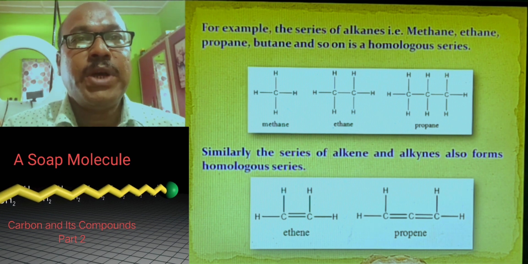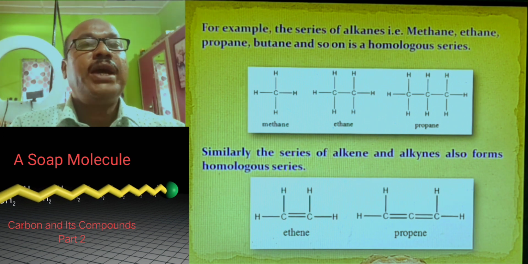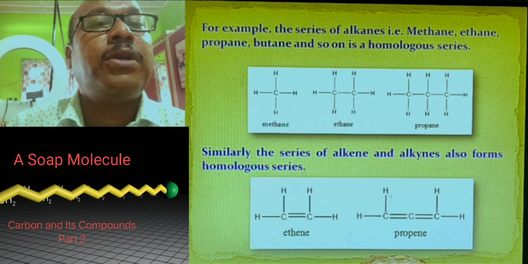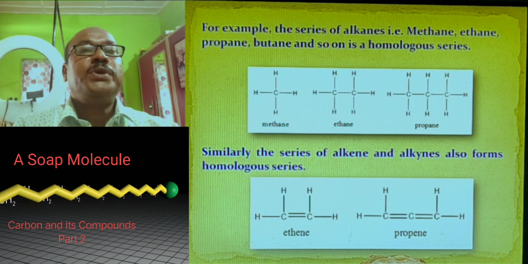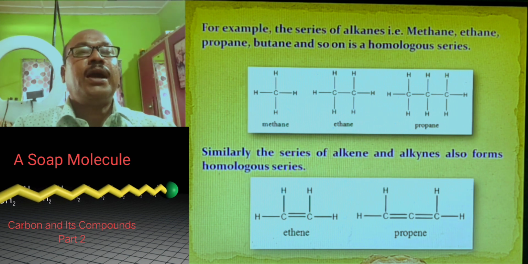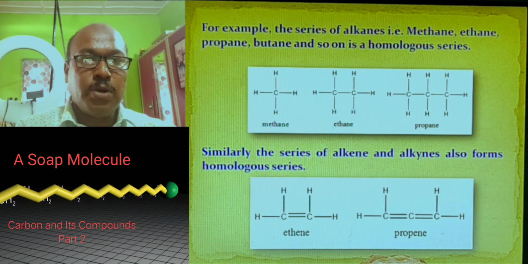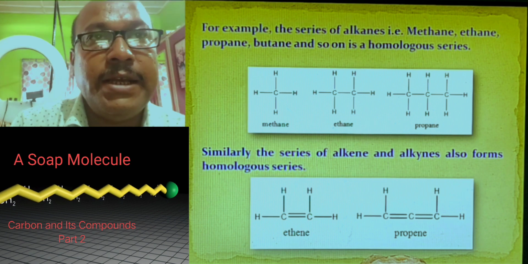Similarly, below you can see a series of alkenes, and alkynes can also form homologous series. We have two compounds here towards the end, in the second part of the slide: ethene and propene. Both ethene and propene belong to alkenes because they fall under the general formula CnH2n. Between carbon and carbon we can see a double bond, and due to the presence of these double bonds they are unsaturated carbon compounds, and they form another homologous series, which is called alkenes.